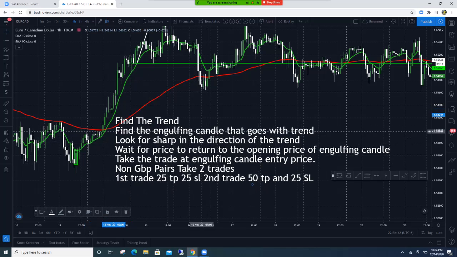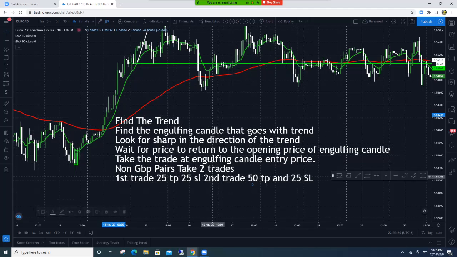This is for non-GBP pairs, because GBP pairs move really aggressively and they move a lot. So 25 pips is not enough space for a GBP pair. For a GBP pair, you would do 40 and 40 for the first trade, and then 80 for your second take profit and 40 for your stop loss on the second trade. Something like that, so you can give the GBP pair more space. Also, Euro AUD counts in this category as 40 and 40. For pairs that are not those pairs, you can do the 25 pip setup.